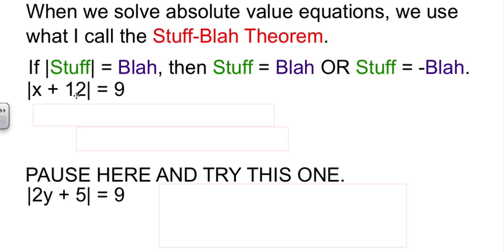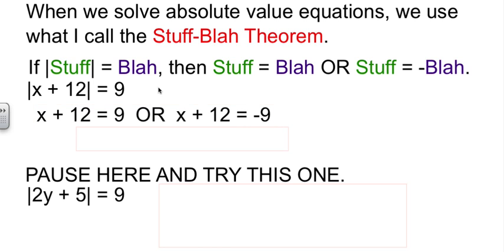So we have the absolute value of x plus 12 is equal to 9. We're going to split that out into two separate problems. X plus 12 is equal to 9, or x plus 12 is equal to negative 9. Well, from here we know how to solve both of those equations. We're going to need to subtract 12. If we subtract 12 in the first case, we get negative 3. And if we subtract 12 in the second case, we get negative 21. So those are our two solutions to the problem.